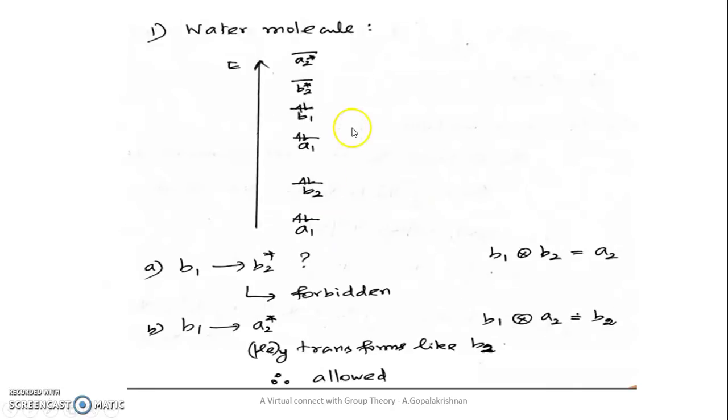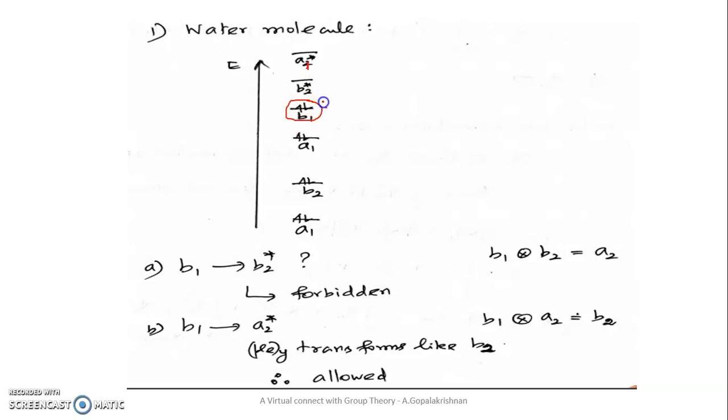Now I'll take one example. In the case of water molecule, we have discussed the molecular orbital diagram of water molecule. In the molecular orbital diagram, these are all the molecular orbitals present in water molecule: A1, B2, A1, B1, A2 star and B2 star and A2 star. This is not A2, sorry, this is actually A1. Now listen. So this is the highest occupied molecular orbital. So this is the highest occupied electronic level.